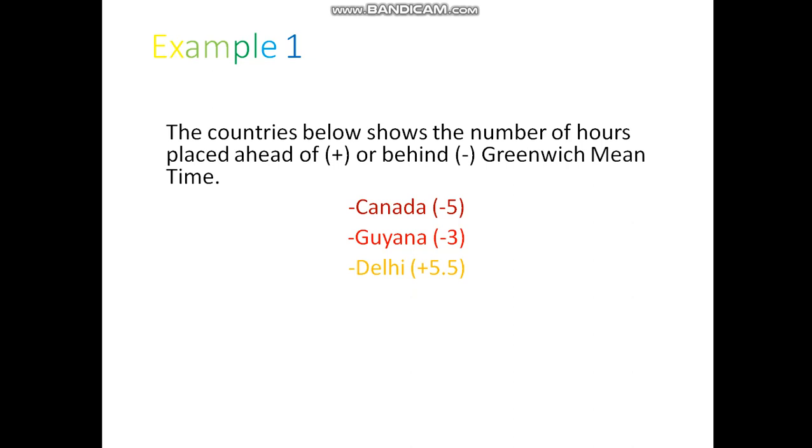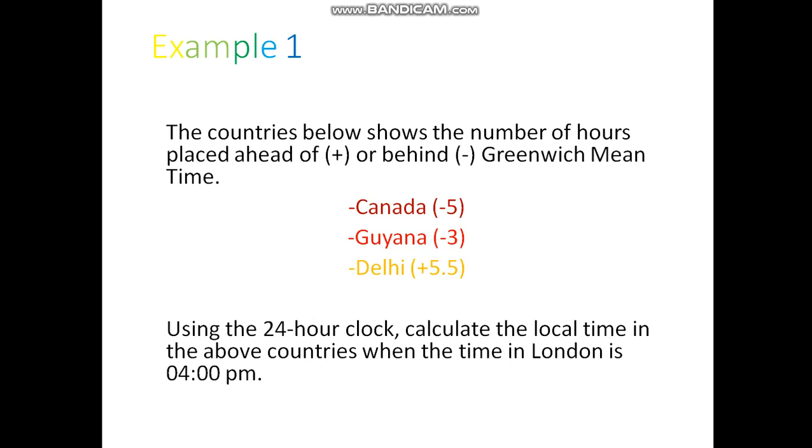the Greenwich time. Using the 24-hour clock, calculate the local time in the above countries when the time in London is 4 p.m. So we have to make note of the relevant information here. You have to make note of what they're asking us to do and the information that they give us. They give us 3 countries and they state whether the country is behind or ahead of the Greenwich time. They give us our base country. Our base country is London. So we're using London as our base country, and the time in London is 4 p.m.